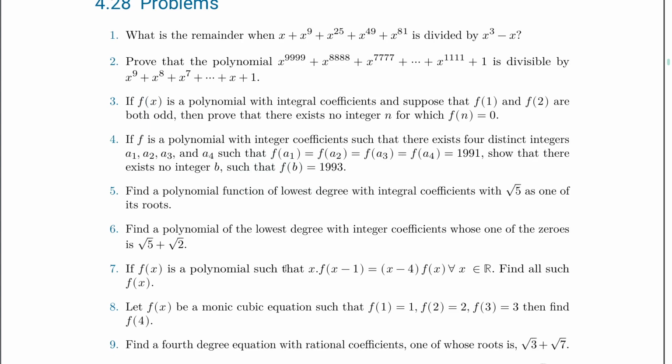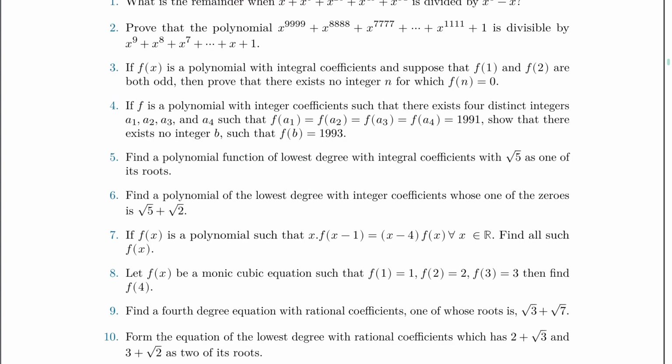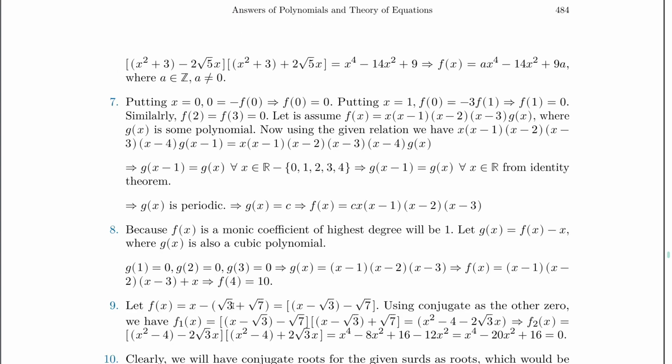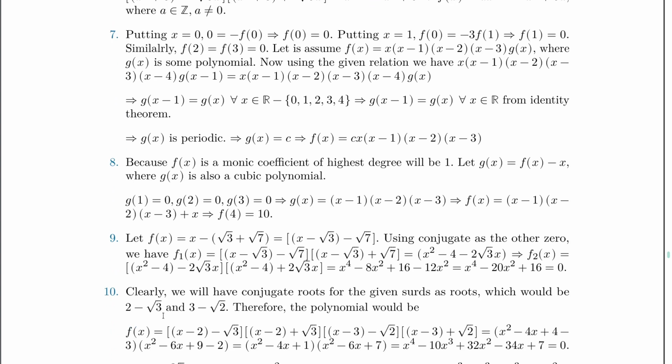Question number 10 says: find the equation of the lowest degree with rational coefficients which has 2 plus square root of 3 and 3 plus square root of 2 as two of its roots. So we are given two roots, and we know that irrational roots appear in conjugate pairs. So we take two more conjugates, and then we have f(x) is equal to the product of all those. And the product would be x to the power 4 minus 10x cubed plus 32x square minus 34x plus 7 is equal to 0.